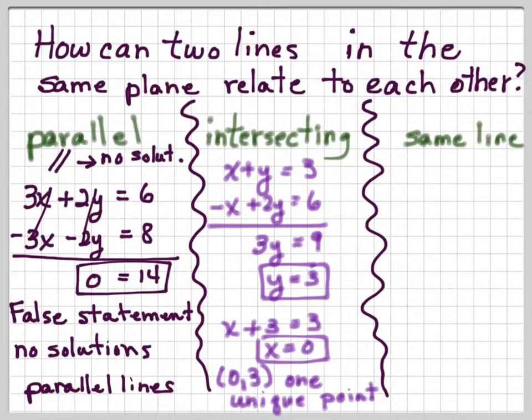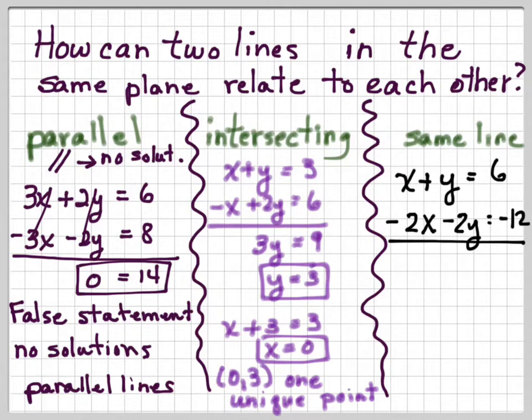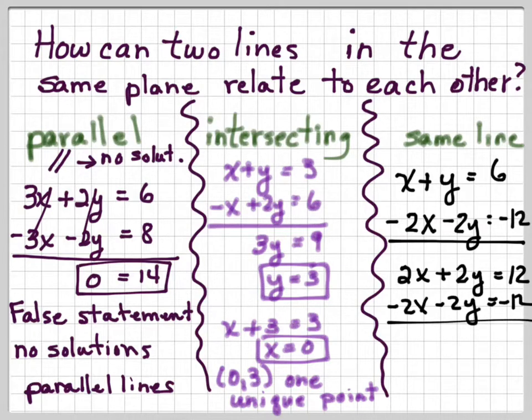Same line. One unique point. There we go. Forgot about that one. Okay. x plus y equals 6 and minus 2x minus 2y equals negative 12. Let's say I want to eliminate the x's, so I'm going to multiply the top equation by 2, and I'll have 2x plus 2y equals 12, and then copy down my bottom equation, minus 2x minus 2y equals minus 12, and when I add these two together I get 0 equals 0.